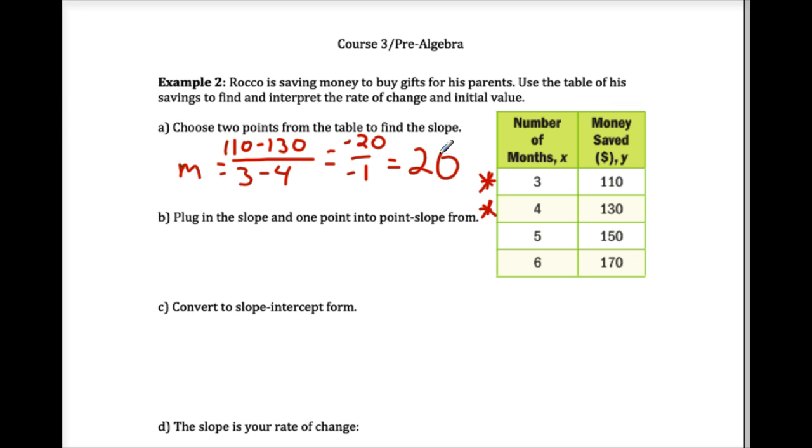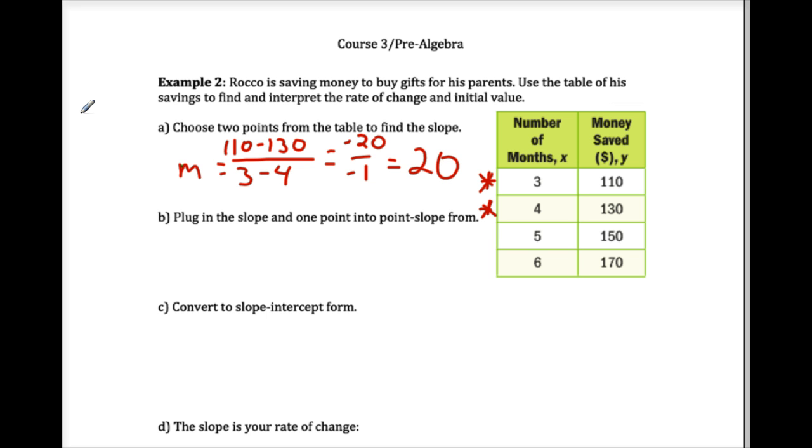Did anybody use 2 different points besides those 2? Did you guys get a slope of 20? Yeah. Did anybody not get a slope of 20? Good, you guys all did it right. Now, you know your slope of 20. Choose one of the 4 points. I don't care which one. Put it in point slope form. Go.